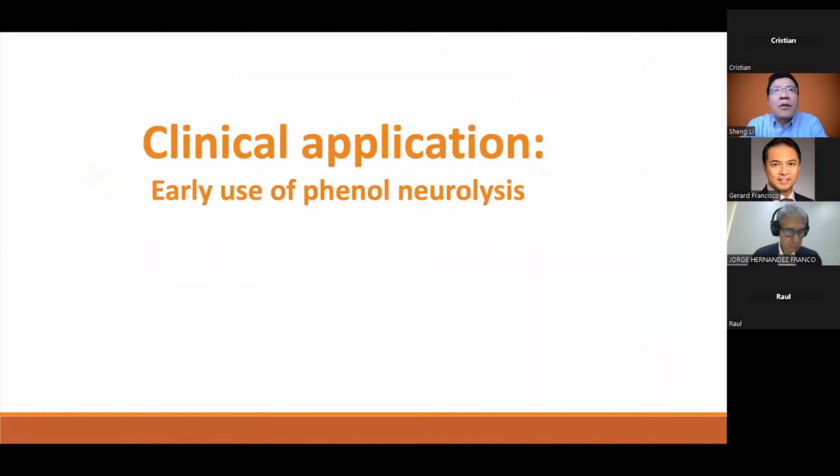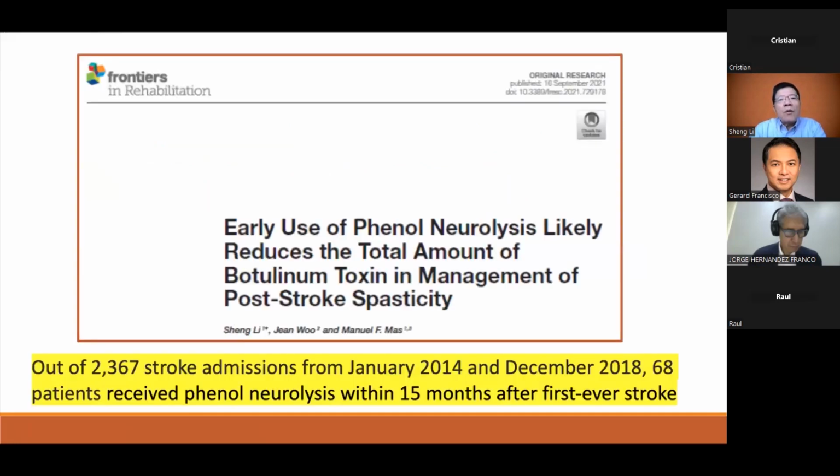So another clinically relevant and important question is how early can we use phenol to manage spasticity? This is important especially for inpatients. So we did use phenol for our inpatients in the early phase, and we reviewed the chart, especially for stroke patients. Over 5 years, there were more than 2,000 stroke admissions at TIRR, and we performed phenol neurolysis in 68 patients.